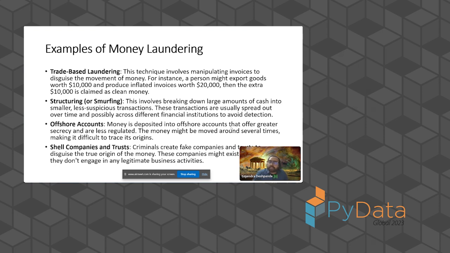The next one is offshore accounts. Money is deposited into offshore accounts that offer greater secrecy and are less regulated. The money might be moved around several times, making it difficult to trace its origins. Then there is another way. Some people may establish shell companies, or fake companies, or trusts. Criminals create fake companies and trusts to disguise the true origin of money. These companies may just exist on paper, but they don't engage in any legitimate business activities.